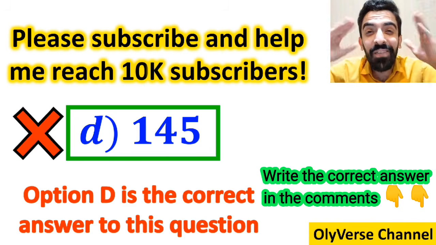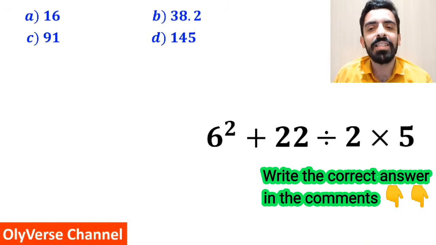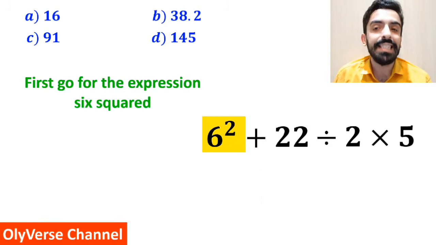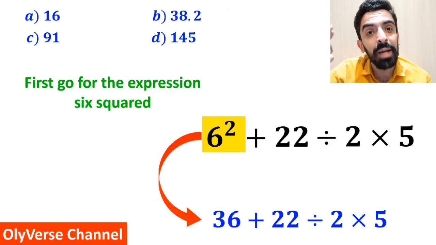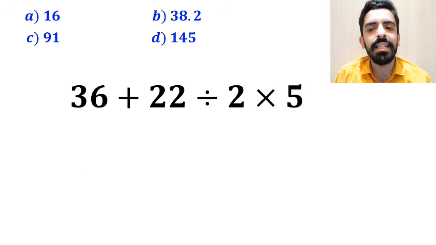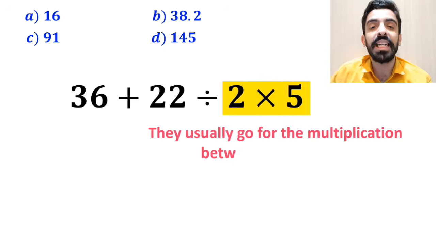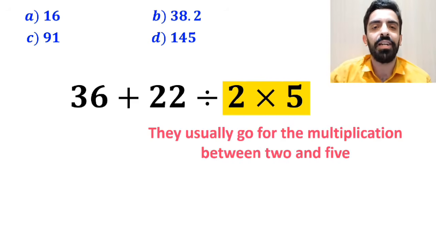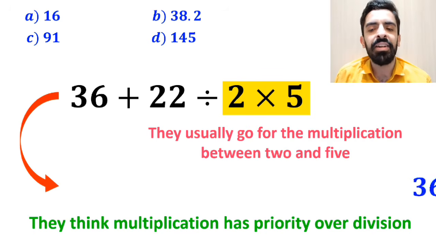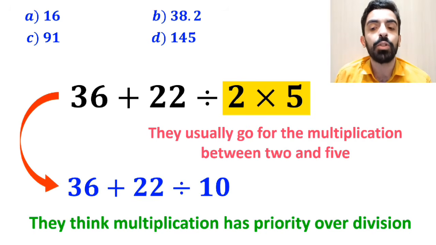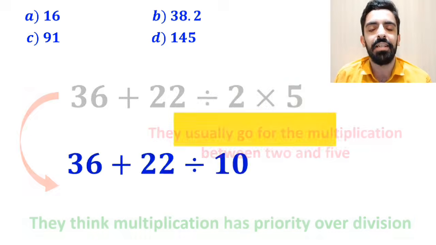However, that's definitely wrong. Also, some other people when solving this question first go for the expression 6 squared and they simplify to 36 plus 22 divided by 2 multiplied by 5. In the next step, they usually go for the multiplication between 2 and 5 because they think multiplication has priority over division. So, they rewrite this expression as 36 plus 22 divided by 10.